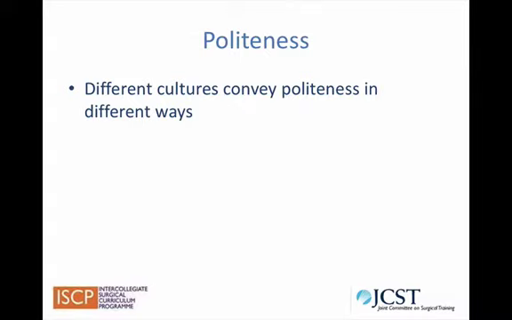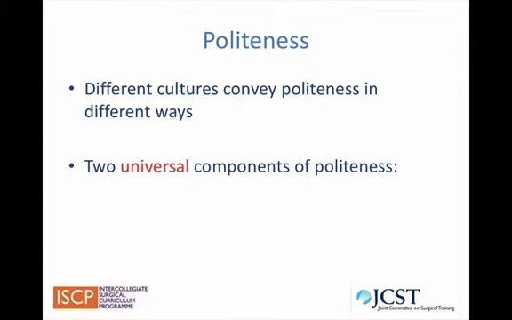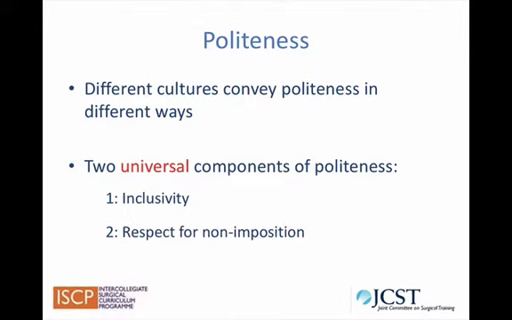Politeness, or showing consideration for the other person, is conveyed differently according to cultural background. However, there are 2 universal components of politeness which occur in every culture. The first component is the ability to make the other person feel included, understood, appreciated, and valued. This is called inclusivity, sometimes called positive politeness. The second component is the ability to give consideration to the time, space, and world of the other with minimal imposition. This is called respect for non-imposition, sometimes called negative politeness.